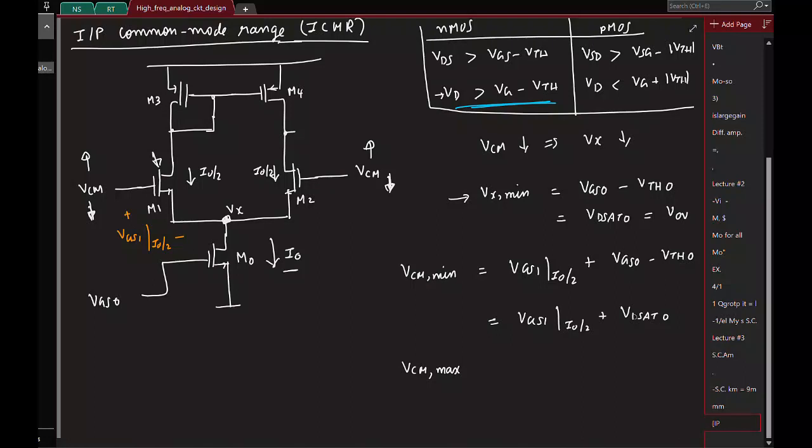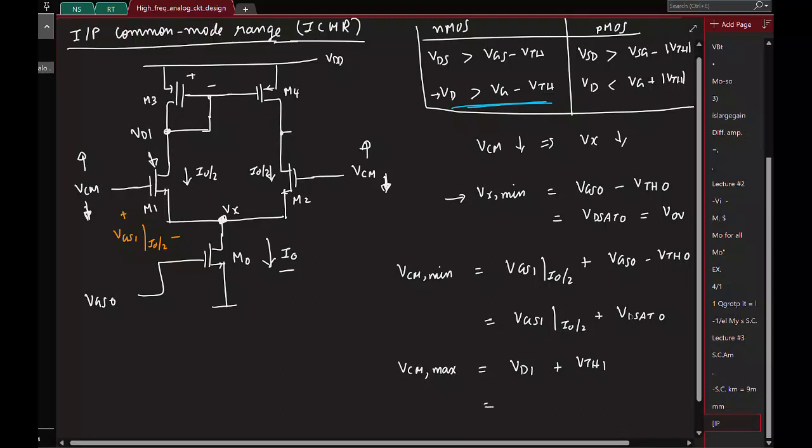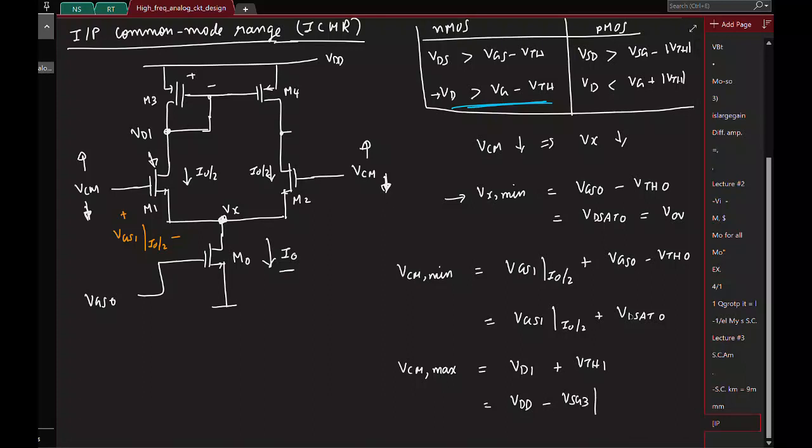What is the maximum value VG can take? VD plus VTH, right? So the drain voltage of the transistor M1 plus its threshold voltage. And what is this VD1 voltage? It is basically the supply minus a source to gate, right? So it's basically VDD minus source to gate of the transistor M3 at a current I0 by 2.